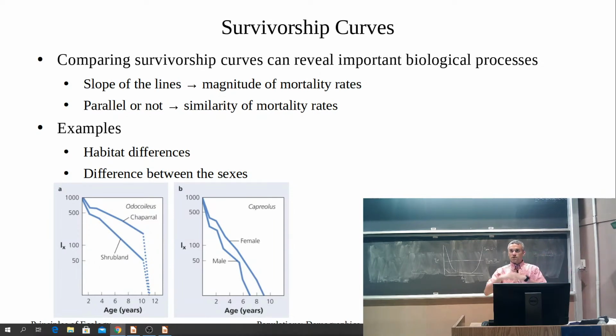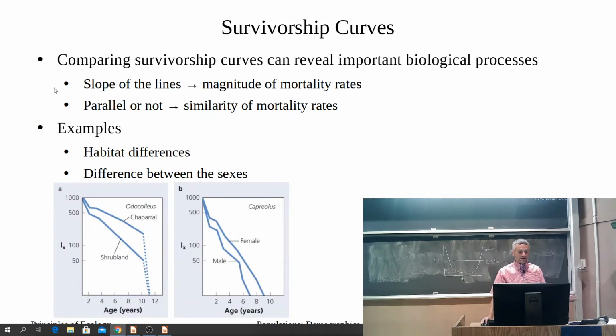All right? So if our lines are parallel, then it means that we have similar mortality rates. Yeah, they're at different elevations, but what changed that is how we got there. So earlier in life produced those differences. If we're parallel, then we have similar mortality rates. If our slopes are different, we have different mortality rates.